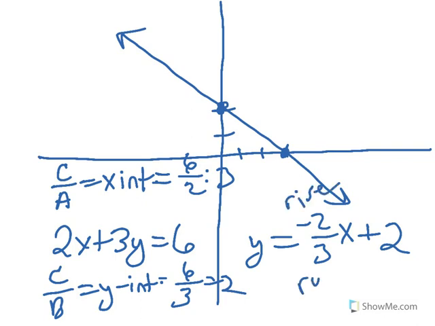So if I rise negative 2 and run 3, I'm right back on the line here. At this point, they have the same y-intercept and they have the same x-intercept. How can that be? There's only one way it can be. These two equations are actually equations of the same line.